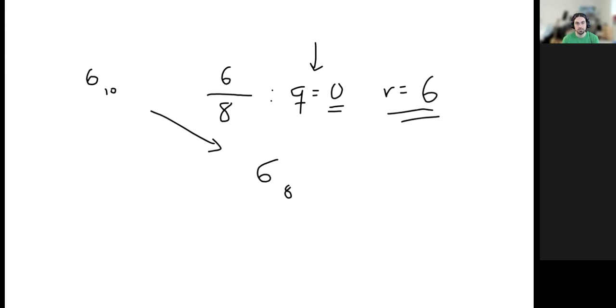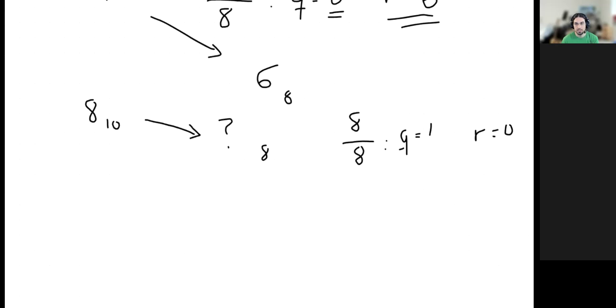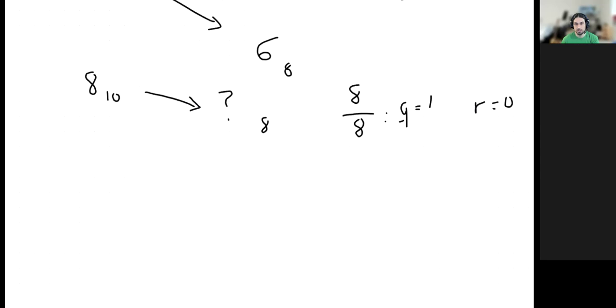Let's do something more interesting. Let's do 8. Notice there's no symbol for 8 in octal, so how is that base 8? You take the 8 and divide by the base 8. This division produces a quotient of 1 and a remainder of 0. The remainder, you write it down as the number that you're forming: 0.